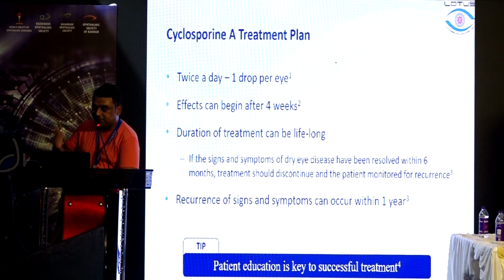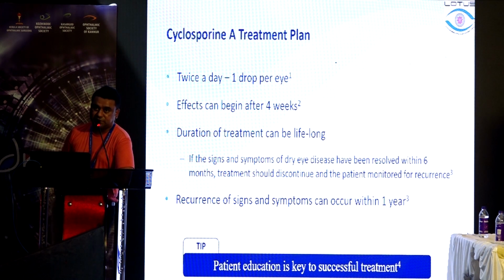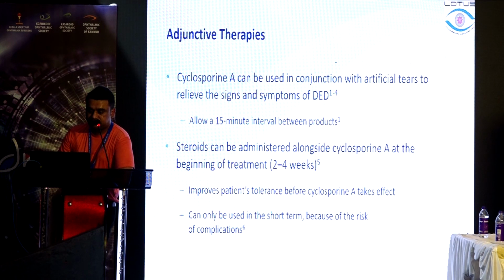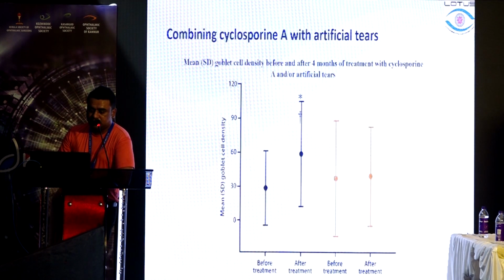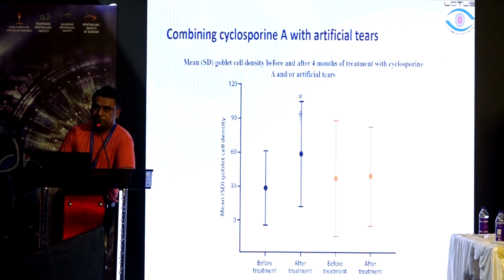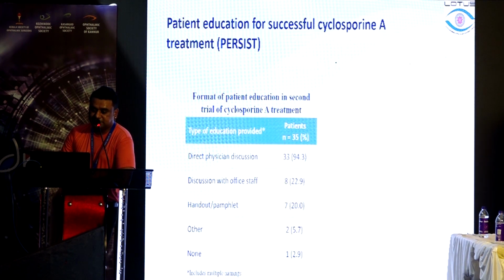It's a twice daily drug. And the mechanism of action is, as I mentioned, it starts after 4 weeks. So until 4 weeks, the patient has to be on fluorometholone. These are all the indications that I mentioned. Most important, it also increases the goblet cell density.